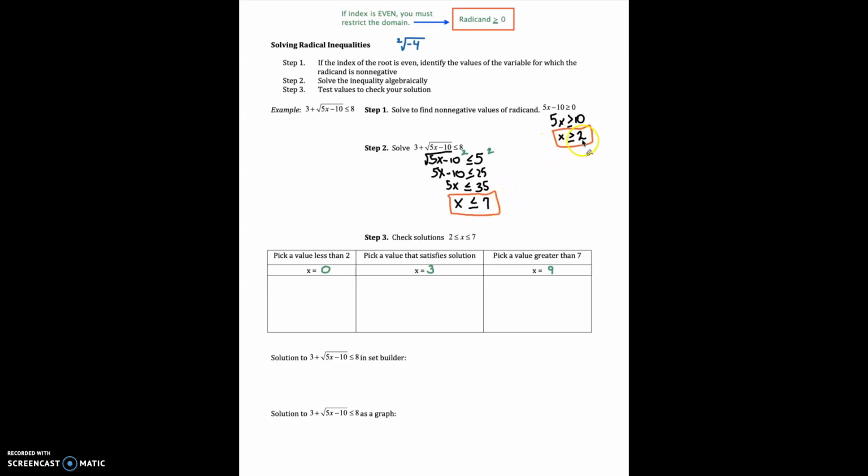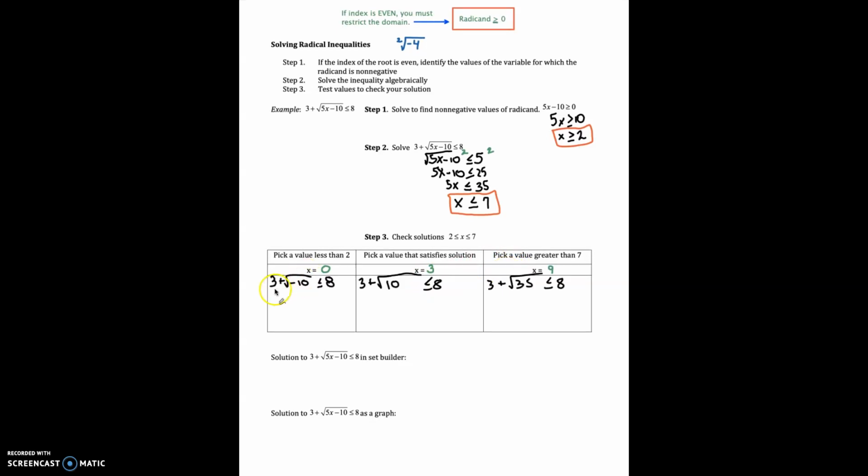So we have x is greater than or equal to 2, and x is less than or equal to 7. So we're going to write that as a compound inequality: 2 is less than or equal to x, which is less than or equal to 7. Now we're going to check that. So we're going to pick a value less than 2, a value that satisfies that, and then a value that's greater than 7. I'm using 0, 3, and 9.